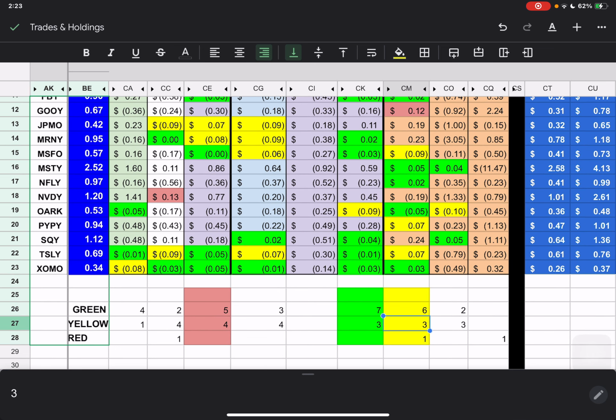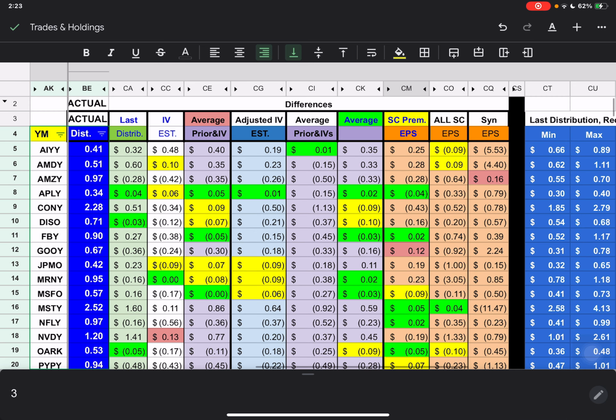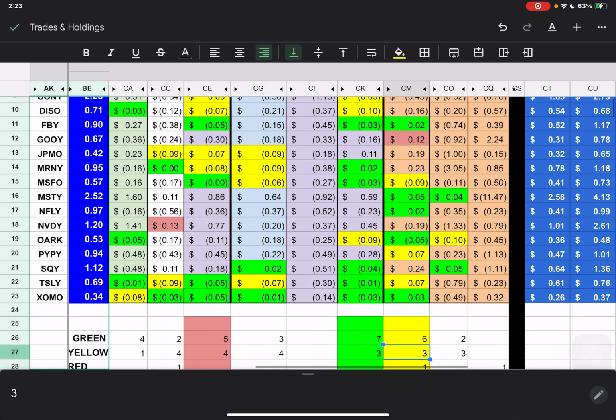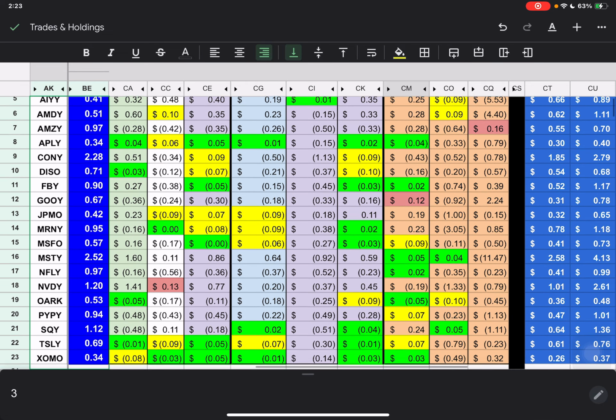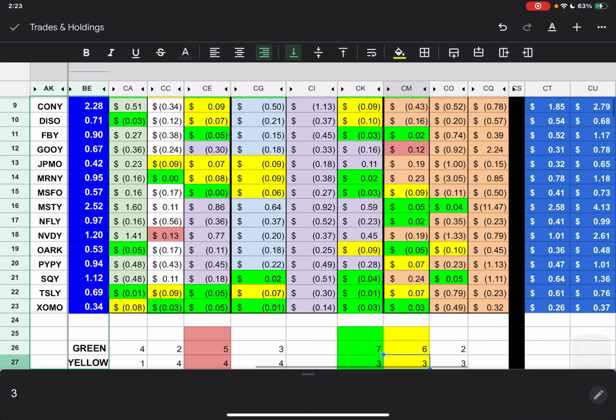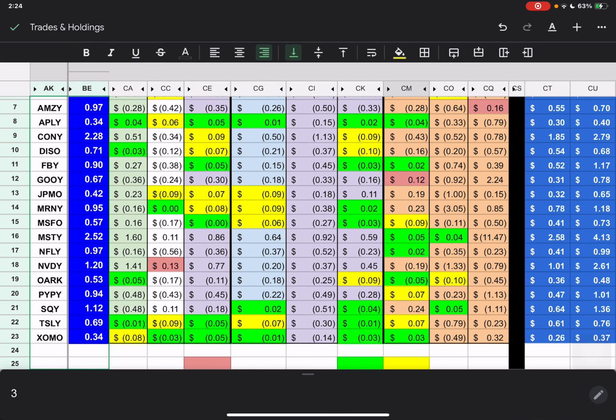All right, so we have 6 greens, 3 yellows, and a red in these short call premiums, which I guess from here on out will be called short premiums because we'll start having short ETFs and short puts. So slowly transitioning everything over to short versus short call. But anyway, we have 9 out of the 19, almost 50% within 10 cents of the actual distribution here. And then we had one red one, which was the closest of anything else, which was 12 cents.